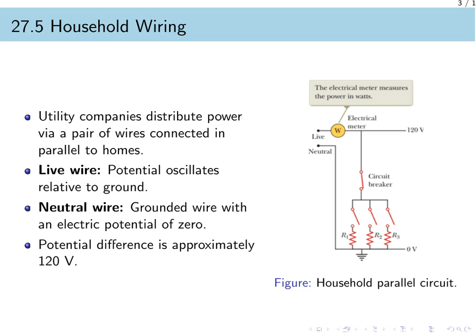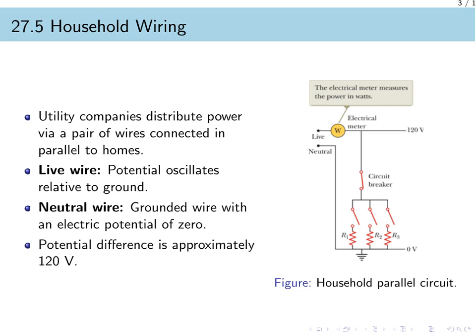Utility companies distribute electrical power to our homes through a pair of wires that are connected in parallel. One of these is called the live wire, which has an electric potential that oscillates relative to the ground. The other is the neutral wire, which is grounded and has an electric potential of 0. The potential difference between these two wires is approximately 120 volts.